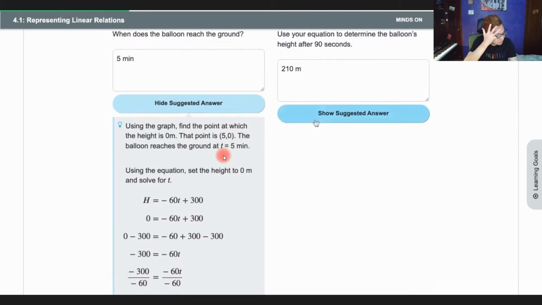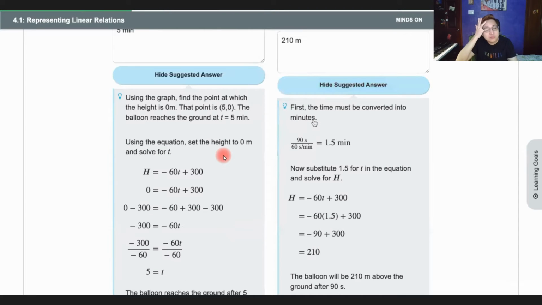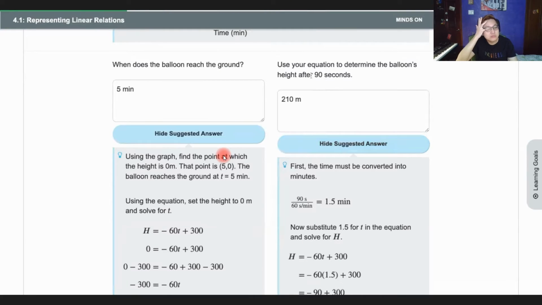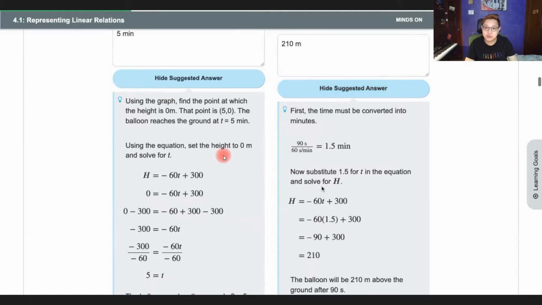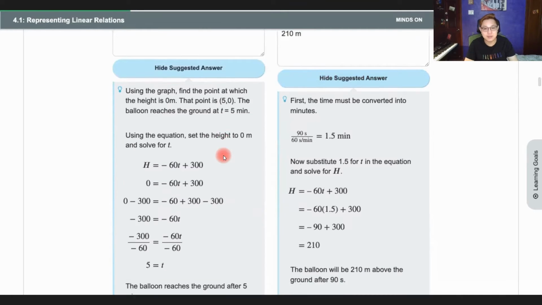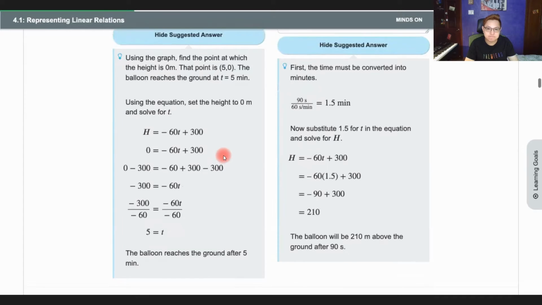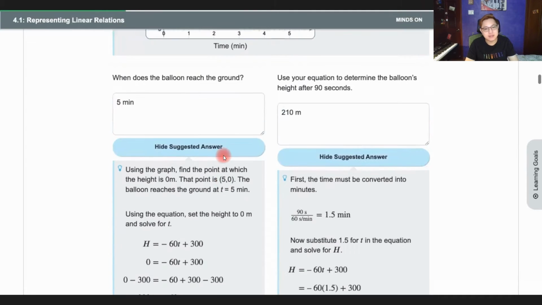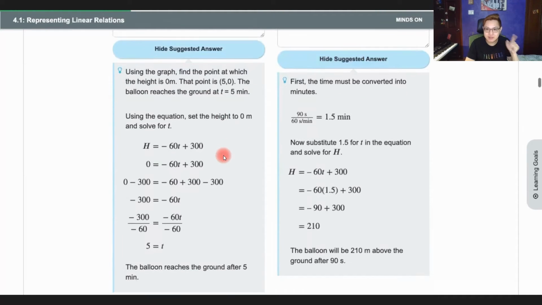And for the next part, use the equation to determine the balloon height after 90 seconds. The answer is 210 meters. So you have to convert 90 seconds to minutes, because time now is calculated in minutes, not seconds, right? So 90 seconds becomes 60 plus 30, so it's 1.5 minutes.